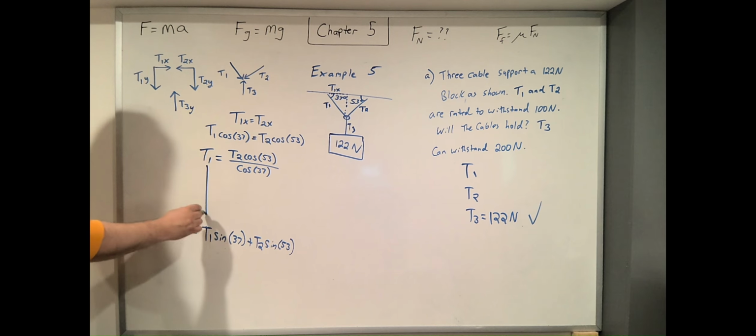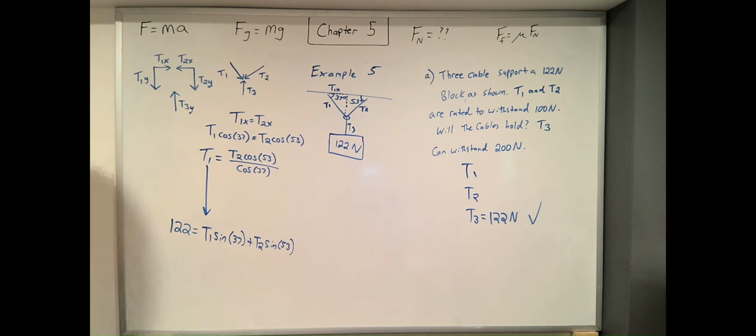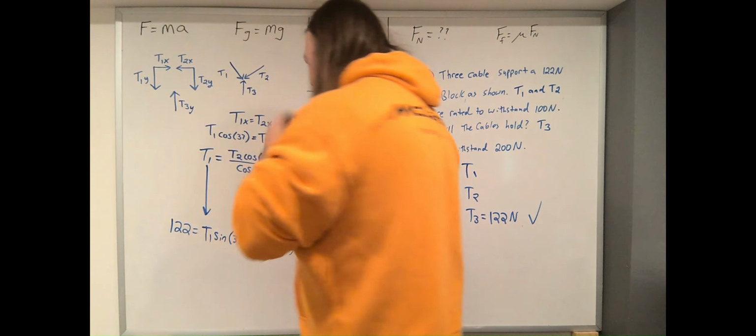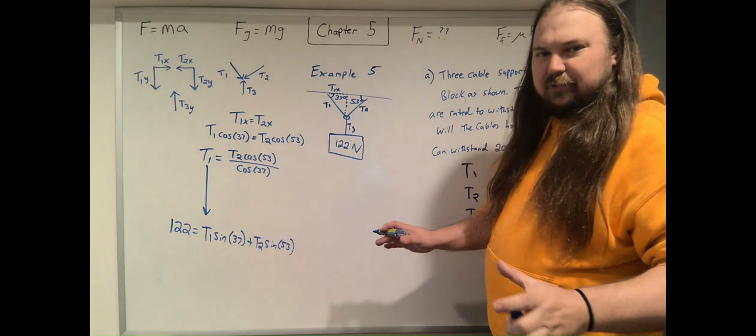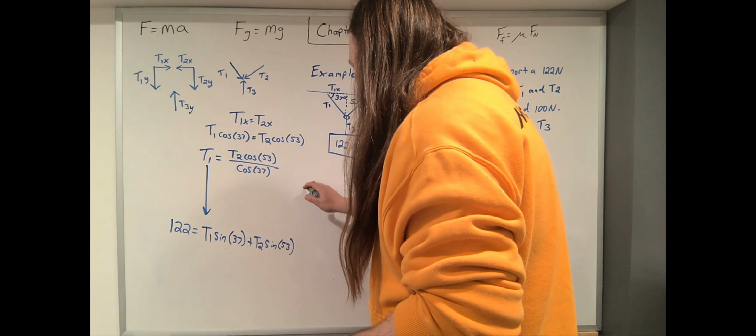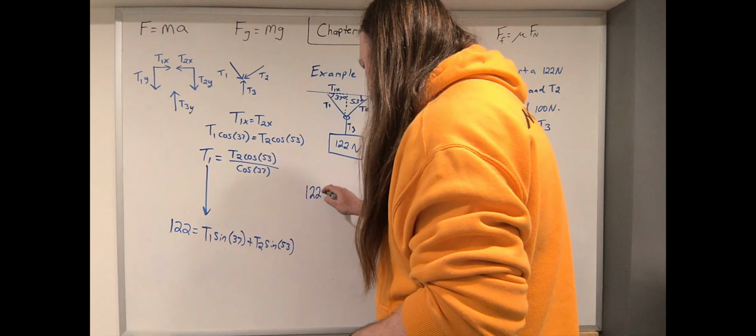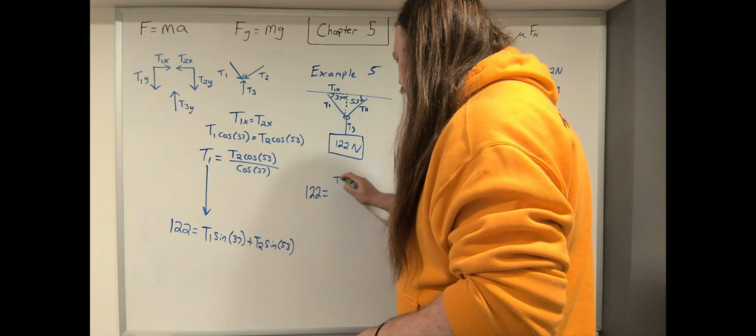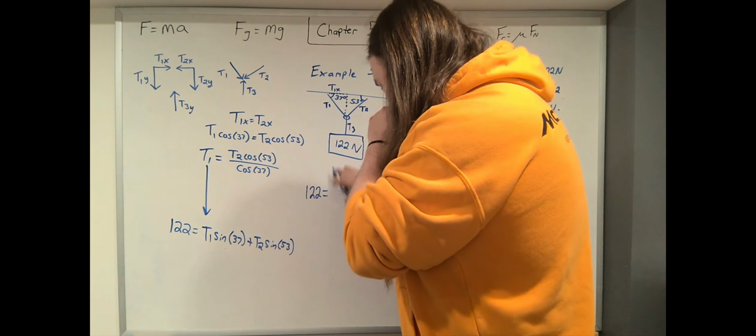I'm going to take that T1, and I'm going to plug it into this equation. Okay? What is that going to do? It's going to eliminate T1, and it's going to make the entire thing in terms of T2. That will leave me with 122 is equal to T2. Let's see, I'll put this down here.